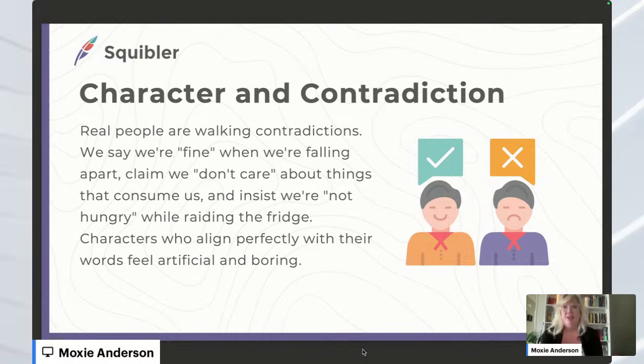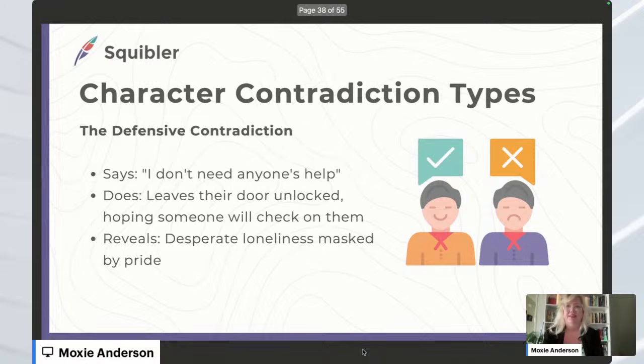So we are walking contradictions. We say we're fine when we're falling apart. We claim we don't care about things that really bother us. And we insist we're not hungry while we're raiding the fridge. Characters who align perfectly with their words feel artificial and boring. You don't see that very often in life. So there are several contradiction types that we can aim for and that might help you. And there are some examples for you as well.